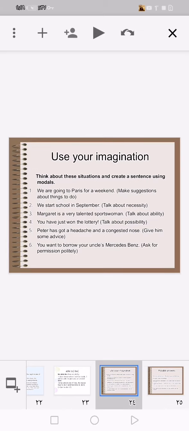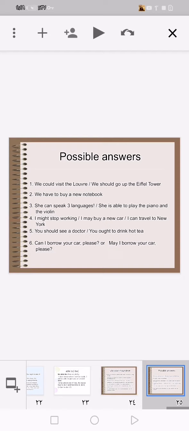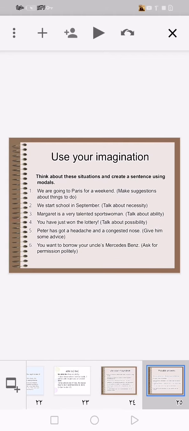Number 4: we have just won the lottery. Talk about possibility. إجابة رقم 4 راح تصير: I might stop working. I may buy a new car. I can travel to New York. يعني 3 إجابات تقدر: number 1 I might stop working, I may buy a new car, I can travel to New York.